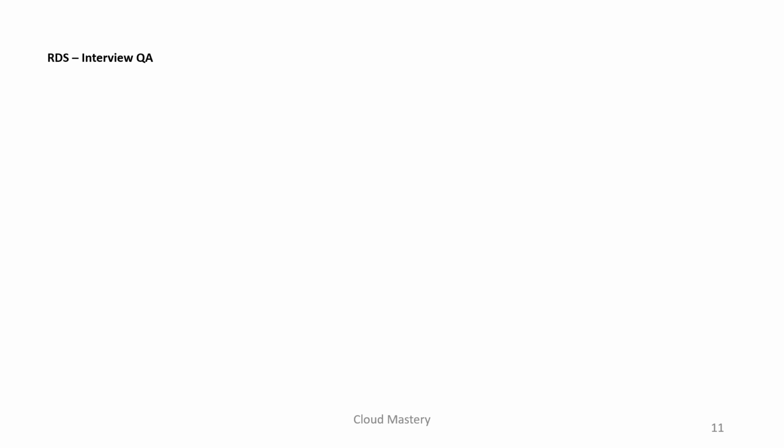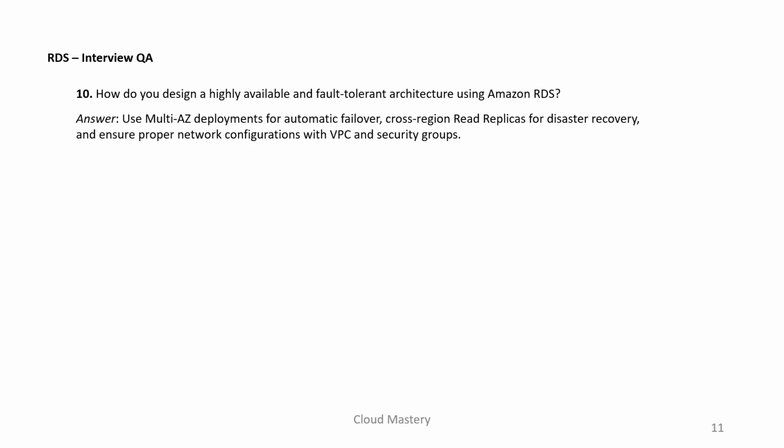Okay, let's move to the next questions. How do you design a high availability and fault tolerance architecture using Amazon RDS? Then you can simply answer that the multi-AZ deployment feature is there, then we can use this feature to enable this kind of environment. How do you handle database version upgrade in Amazon RDS?